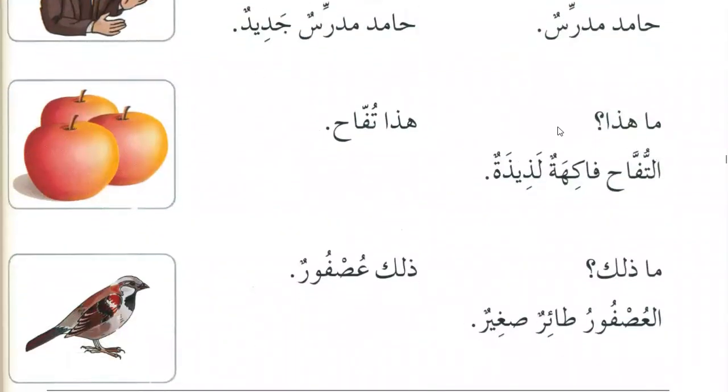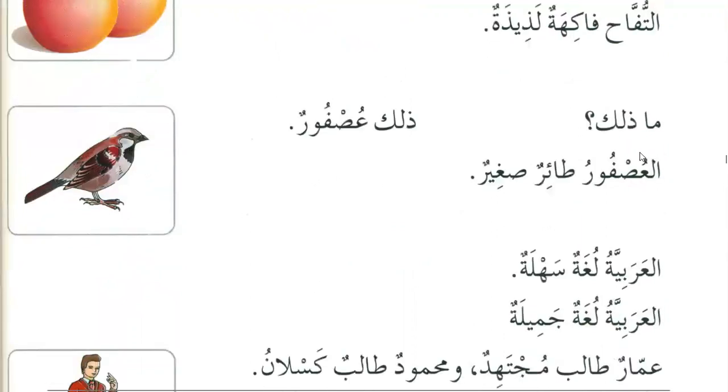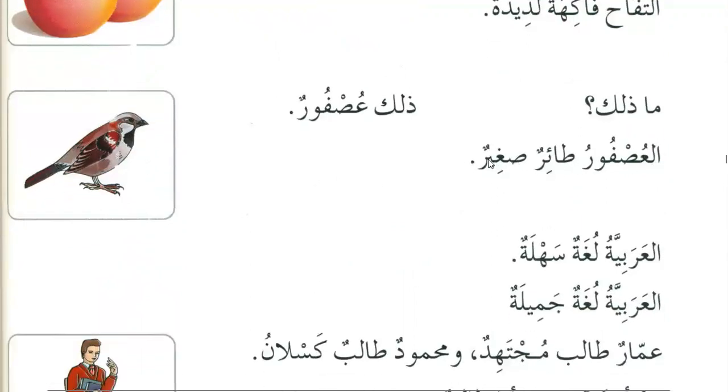Ma haza, what is this? Haza tufahun, this is an apple. At-tufahu fakihatun lazizatun, the apple is a delicious, tasty fruit. So here you see Naat and Manut have the same gender. Ma zalika, what is that? Zalika usfurun, that is a sparrow. Al-usfuru ta'irun sagirun, the sparrow is a small bird.